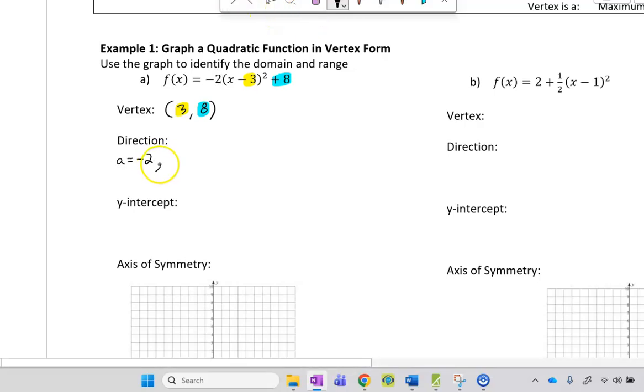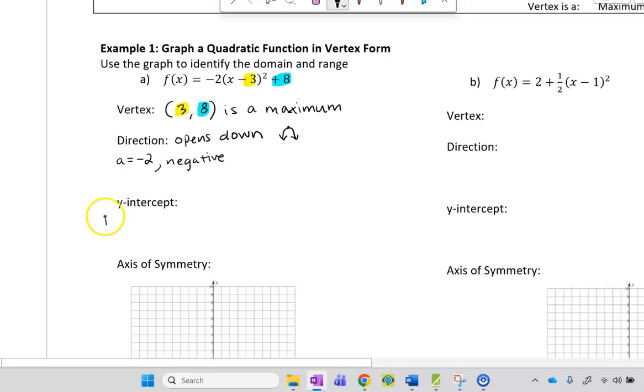And if a is negative, then that means that this opens down, which looks like that. And at this point, before I do anything else, I want to make a note that the vertex is a maximum, because now that I know it opens down, the vertex will be on top.